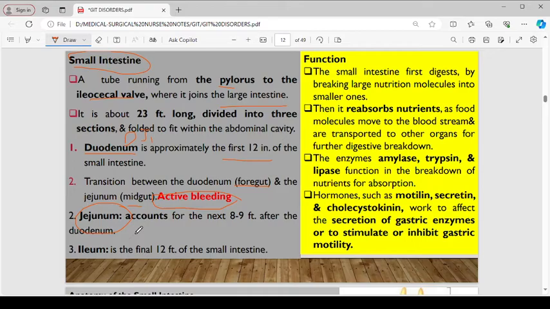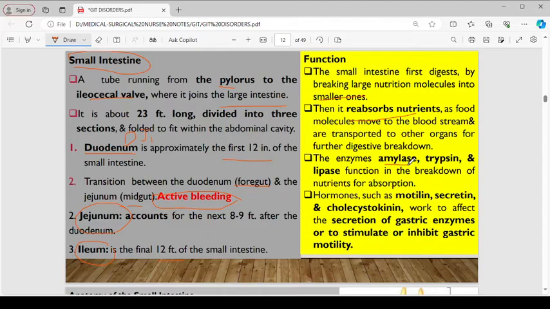The third component of the small intestine is the ileum, and this is the final 12/5 of the small intestine. The small intestine first digests by breaking large nutrient components into smaller ones. Then it reabsorbs nutrients as food molecules move into the bloodstream and are transported to other organs for further digestive breakdown. We have enzymes amylase, trypsin, and lipase, which function in the breakdown of nutrients for absorption.